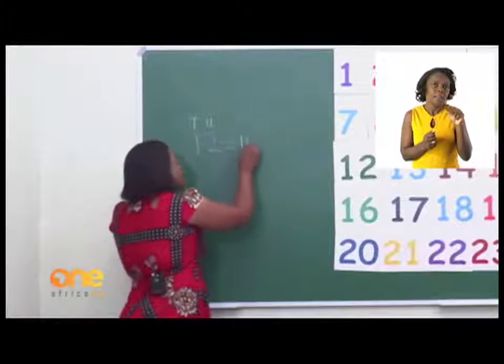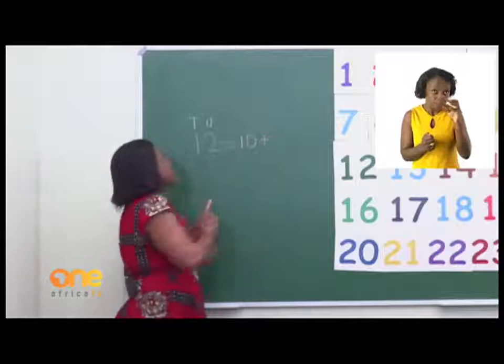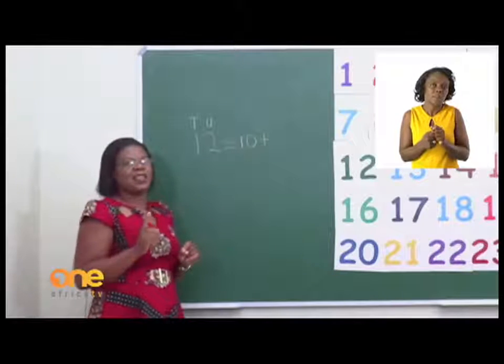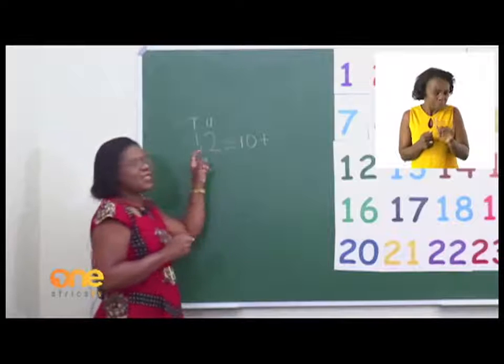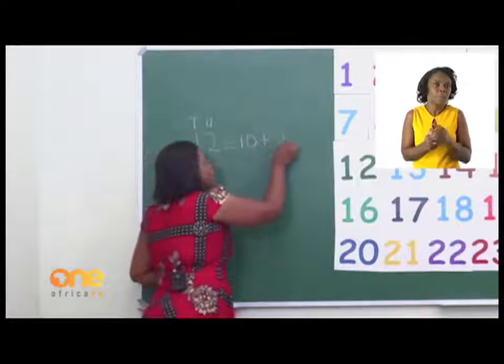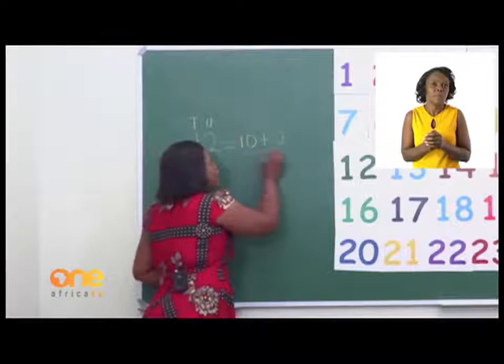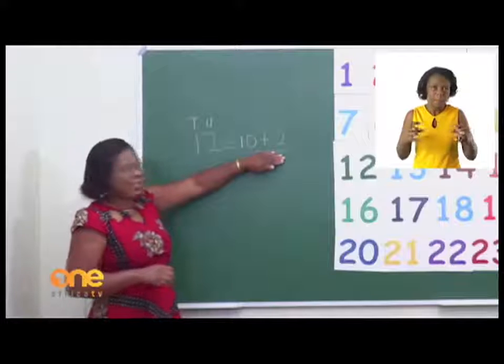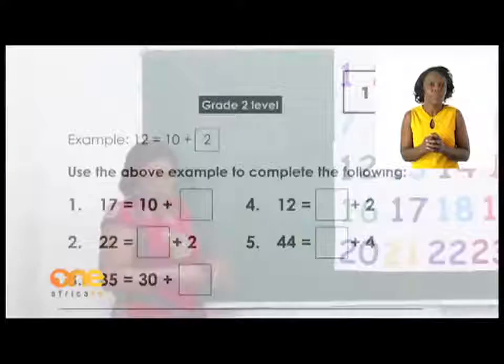Therefore we write our 10 plus. And how many units? Remember, the units are just like that. The unit is a 2 and it remains a 2. Therefore we write our 2 there. So we have broken down this 12. That is how we do it.